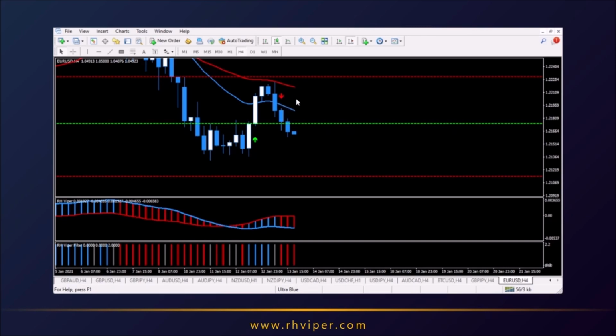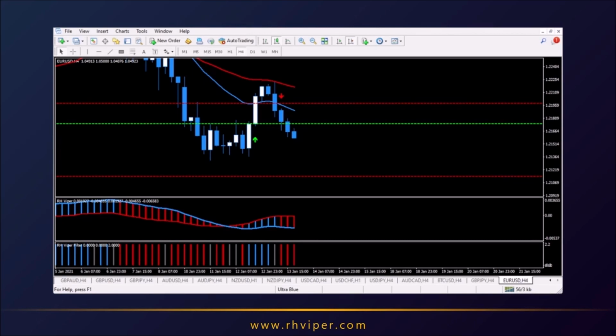So I'm going to be placing my stop loss just above this area here. And this has effectively cut the risk on this trade down to less than half. And I'm going to continue to do this as this trade plays out. So with every new candle, I'm going to move my stop loss along this blue moving average, and that is going to reduce the risk further and further.